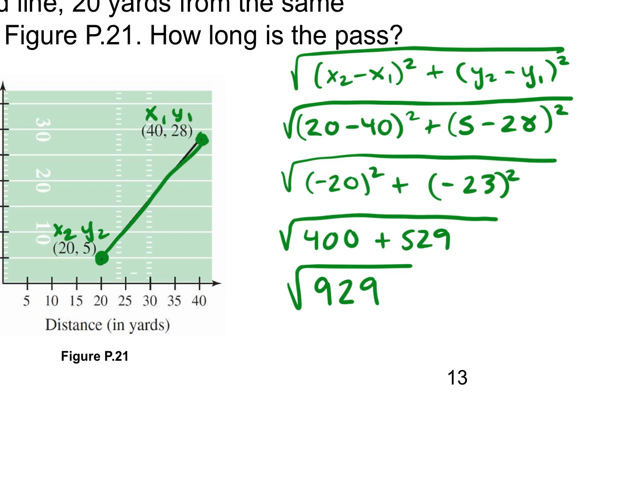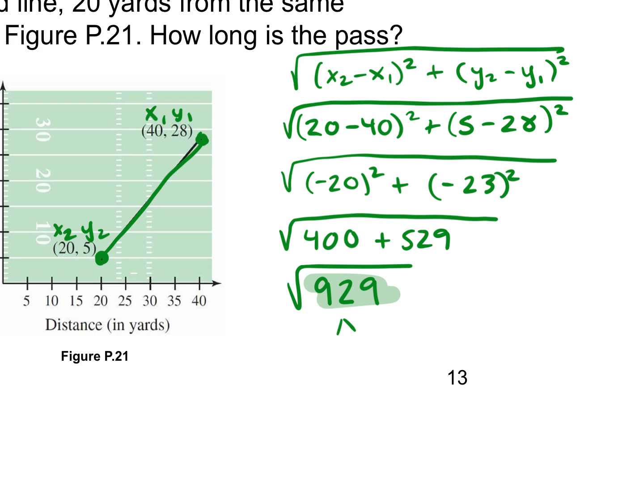Let's see if we could simplify. Do we know if 2 goes into 929? What do you think? No, because it's an odd number. What about 3? In order to tell if 3 goes into our number, or is a factor of it, you want to add up each digit. So 9 plus 2 plus 9 would be 20. Does 3 go into 20? No. So 3 doesn't go into this.